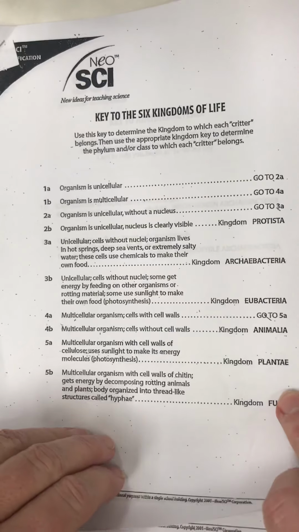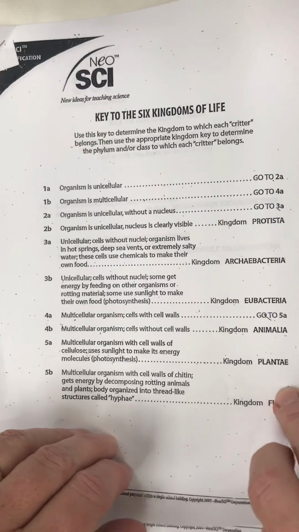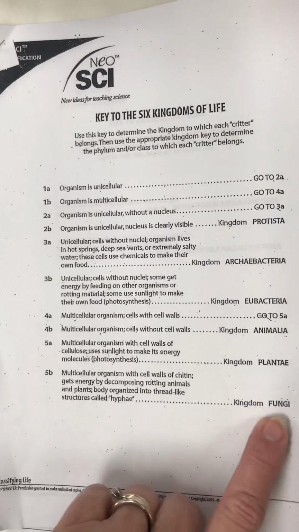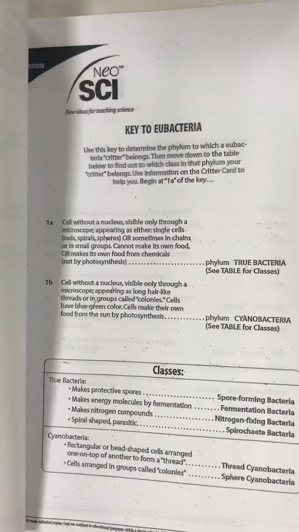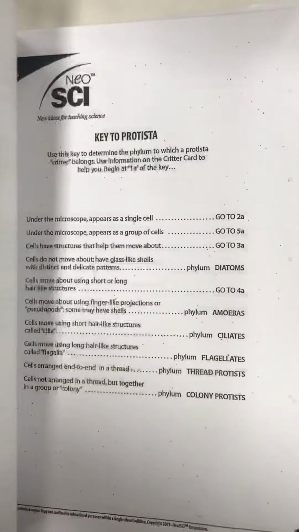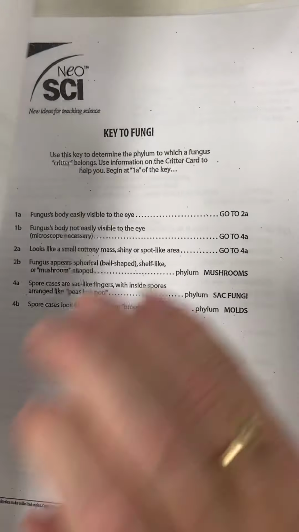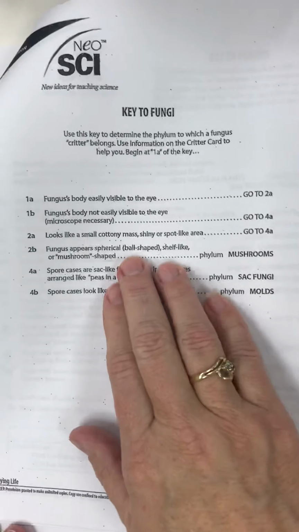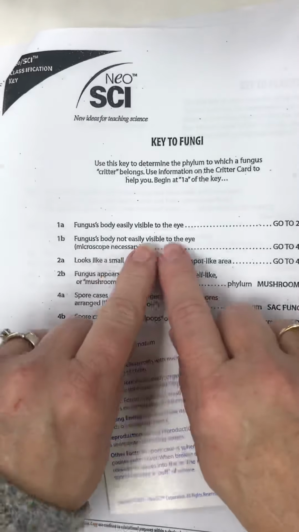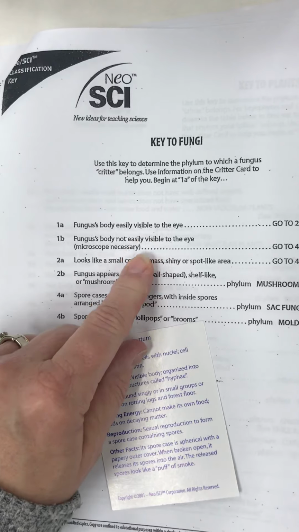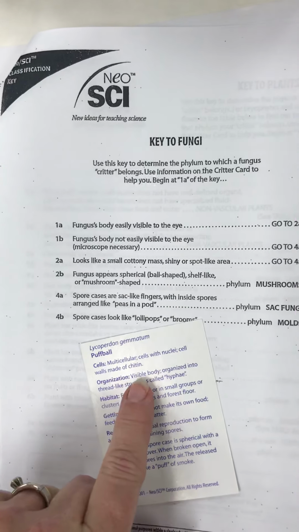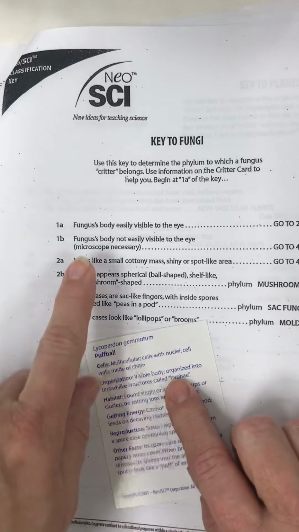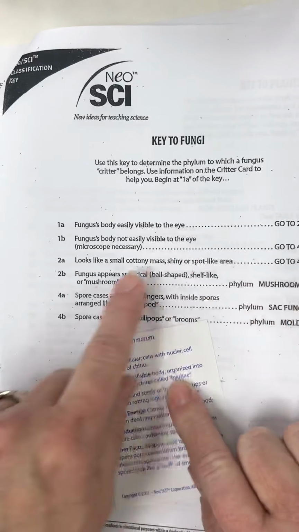Then you need to find the phylum. So you're going to turn until you find the key to fungi. So there's Archaebacteria, Eubacteria, Protista. There's fungi. Key to fungi. Now, use your card again. Either the fungus body is visible or the fungus body is not visible. And it says here, visible body. It says right on the card, visible body. So visible body, you go to 2A.